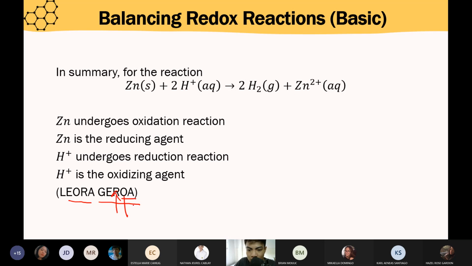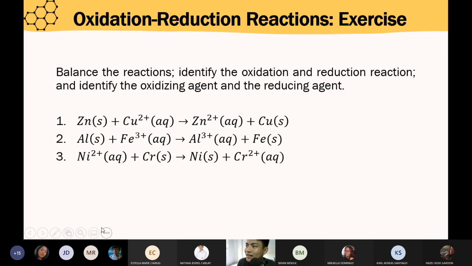Reduction reaction, oxidizing agent. Okay? Ayan. So, ganun. Ito, you can try working on this. Okay, so you can try working with this one. Don't worry, nasa PowerPoint na yung sagot.